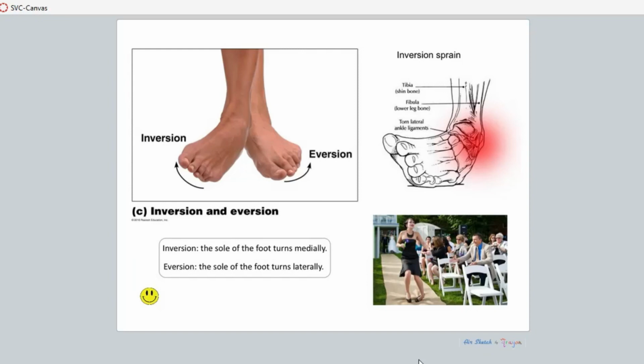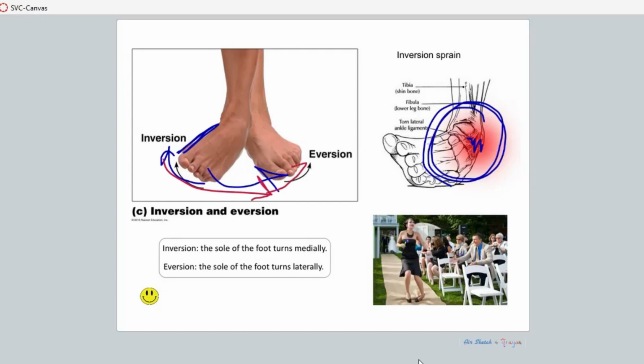Another type of specialized movement is inversion and eversion. Inversion is when the sole of the foot moves medially. And if you've ever had an inversion sprain, that's not fun. You tear a bunch of those ligaments right there. And then eversion is when it moves back out, which is difficult to do. Well, it's not difficult if you go from inversion back to the normal position, but extending it out further is difficult.